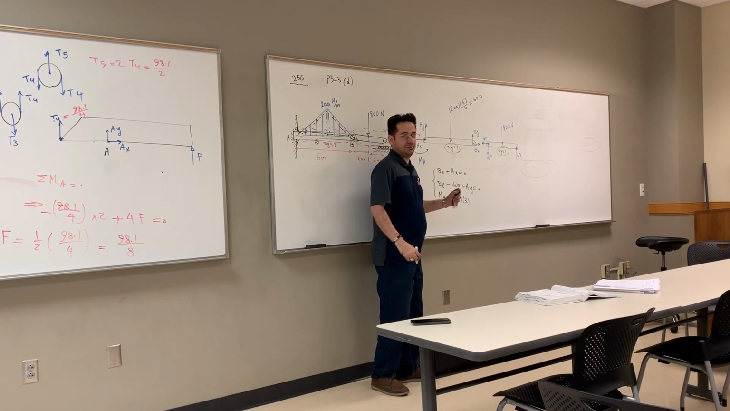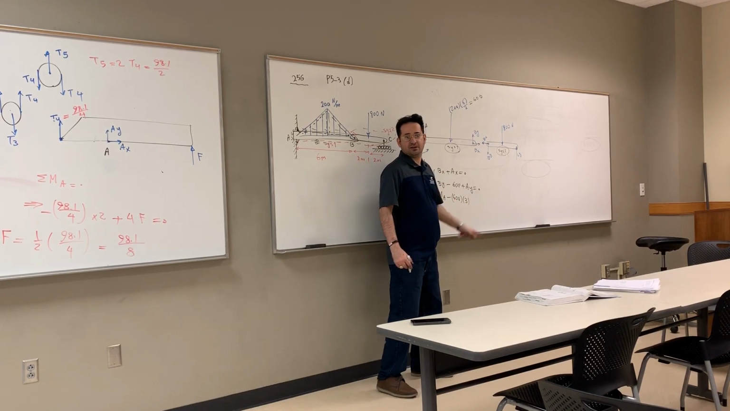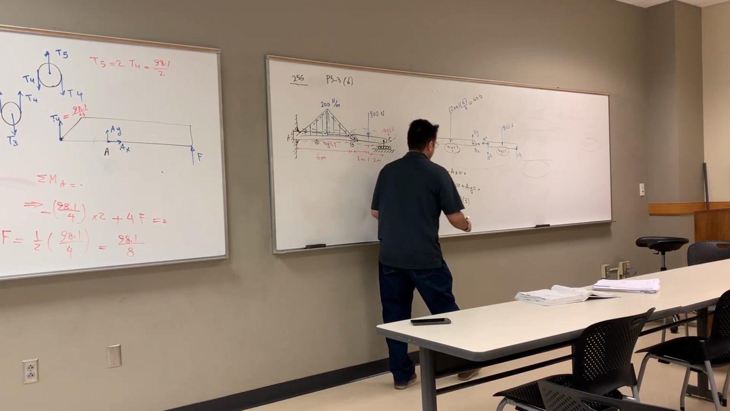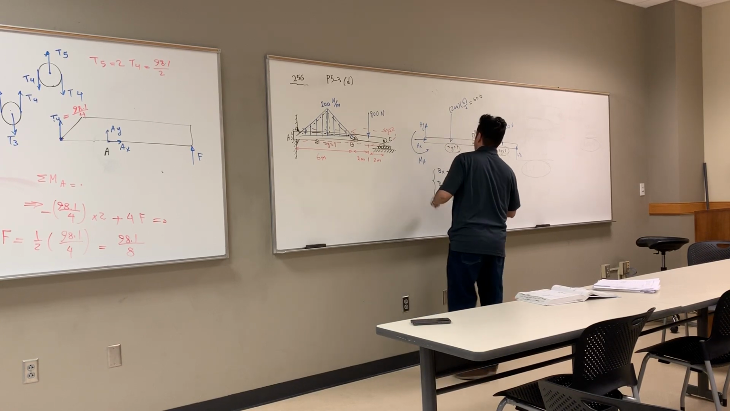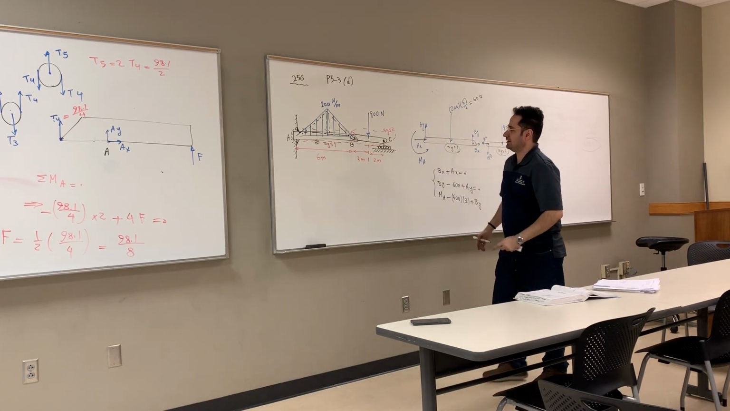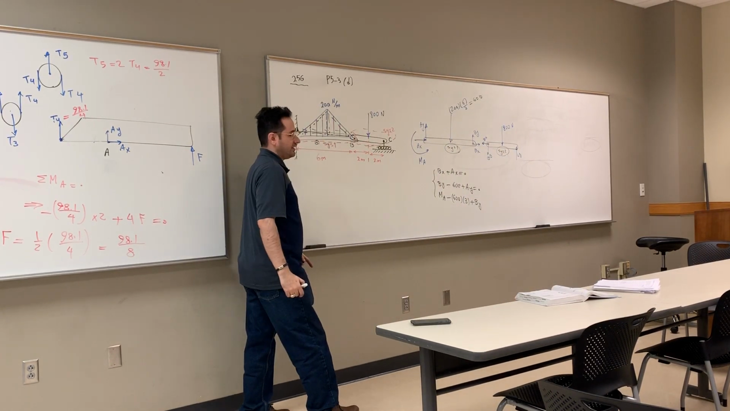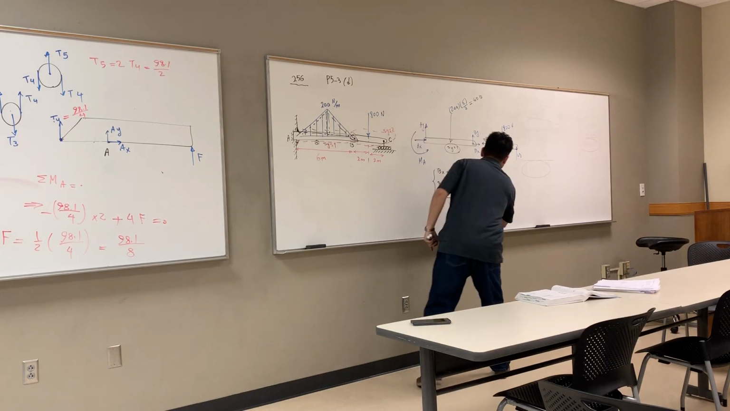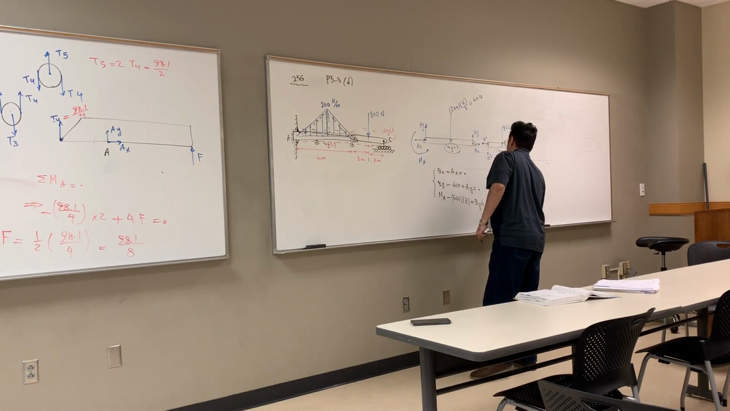What else? Bx. What about Bx? No. What about By? Yes. Plus By times 6, the entire thing. 6, right? So this was 3, this was 6. Is equal to 0.